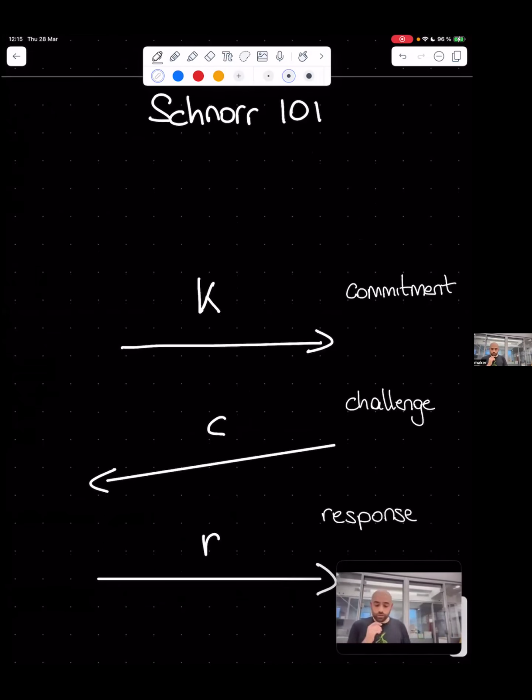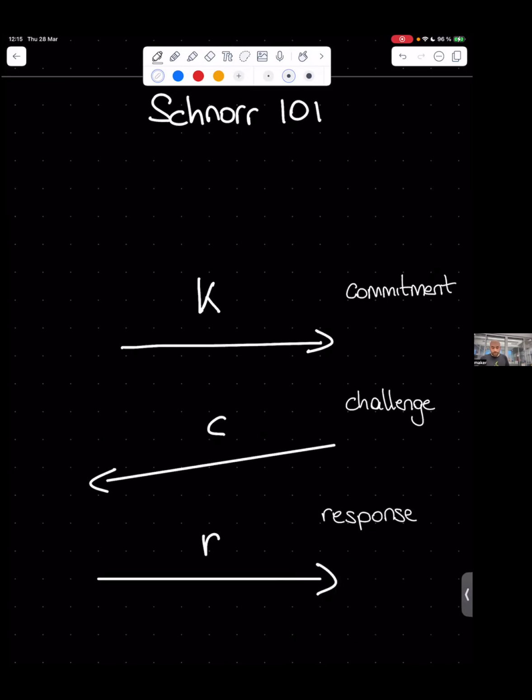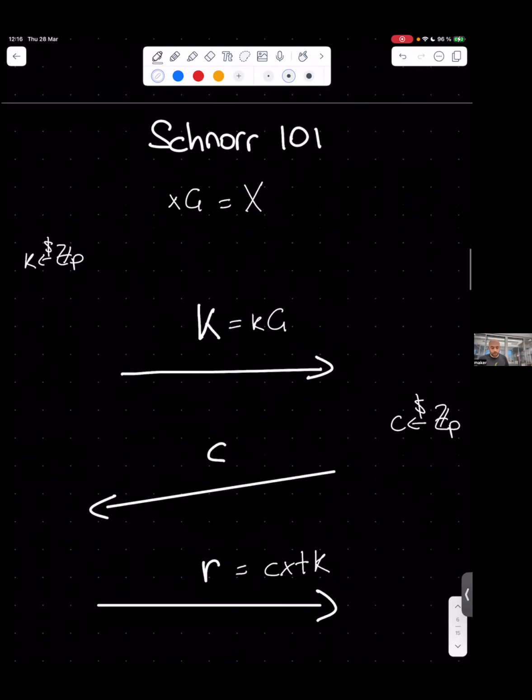So in terms of notation for the rest of this study club, I will talk mostly about 3 message protocols. I'm going to define the first message as commitment, called K, the second as challenge, and the third one as response R. And in a classic Schnorr proof, the scenario is that I want to prove to you that I know a secret key associated to a public key.